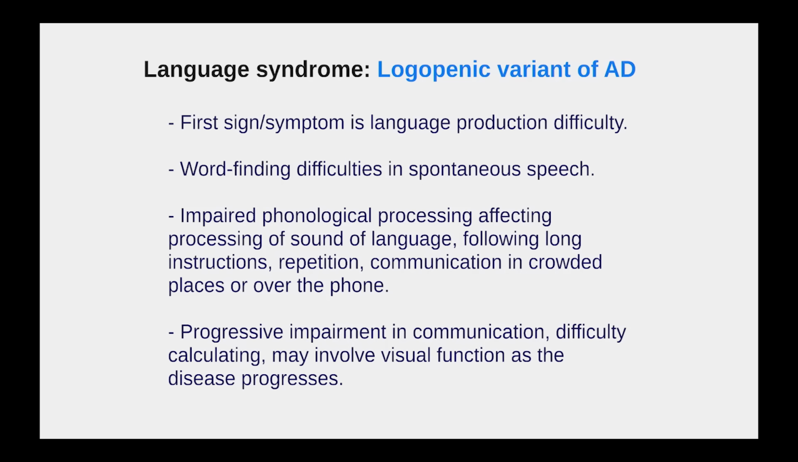All right, so far, two different ways it presents and two different parts of the brain that are being affected. The language syndrome, referred to as the logopenic variant of Alzheimer's disease, is a third way in which Alzheimer's disease can present itself. It also tends to occur mostly in younger people. And the first sign is a language difficulty. And specifically, people have a really hard time coming up with words in spontaneous speech.